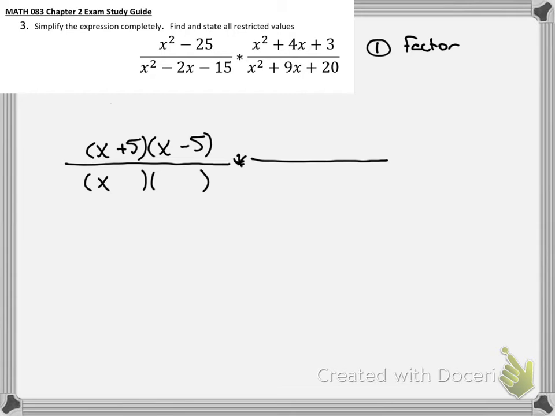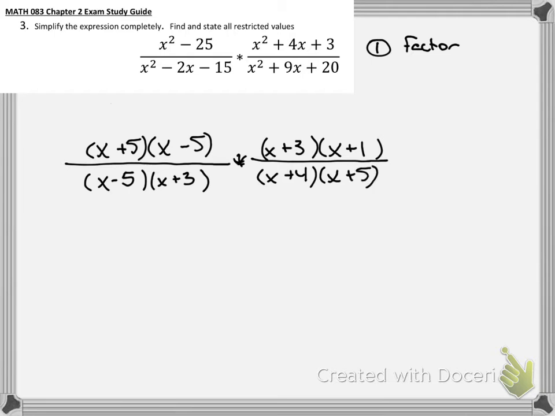So x squared minus 2x minus 15, we're probably going to use the AC method there. That's going to give us x minus 5 times x plus 3. x squared plus 4x plus 3 is x plus 3, x plus 1, and then 20 is going to be x plus 4 and x plus 5.